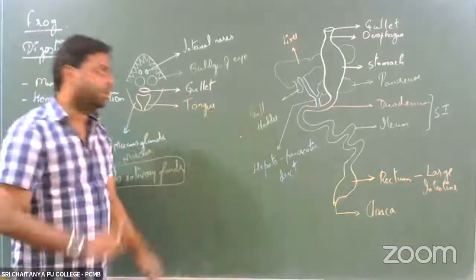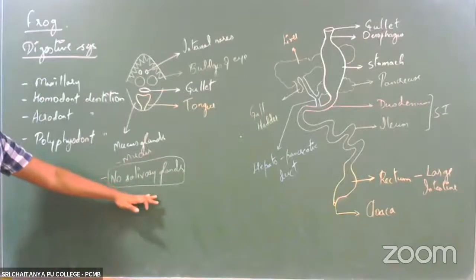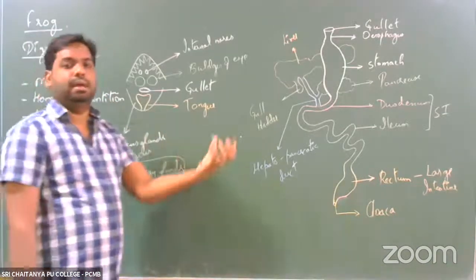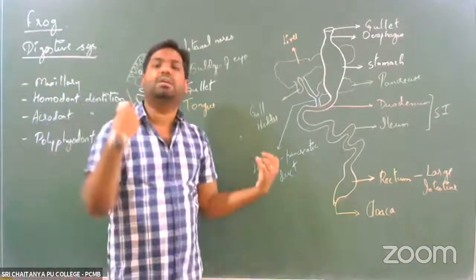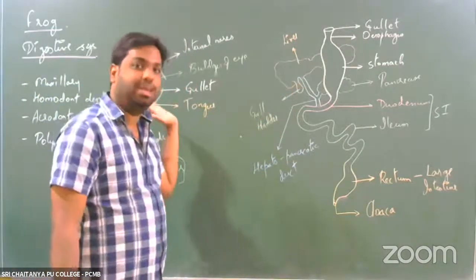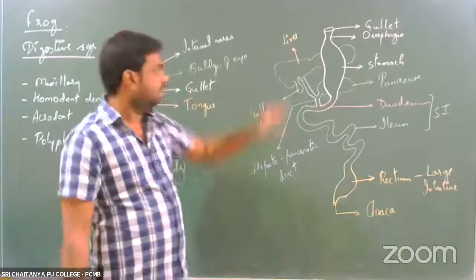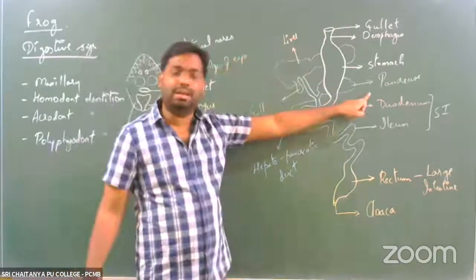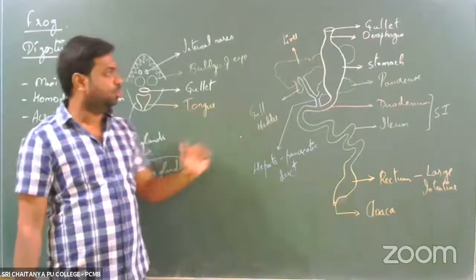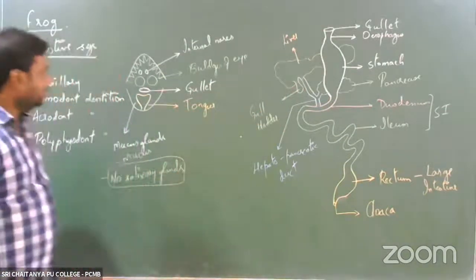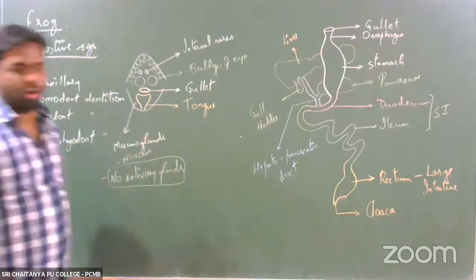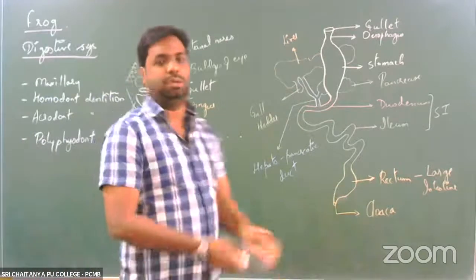Now, one important thing we need to remember: there are no salivary glands present. Salivary glands are a major part of the digestive system in several higher organisms, including humans. In these organisms, salivary glands are absent. They have only two glands, the liver as well as the pancreas, which are involved in the process of digestion. So this is the anatomy of the digestive system in the case of the frog.